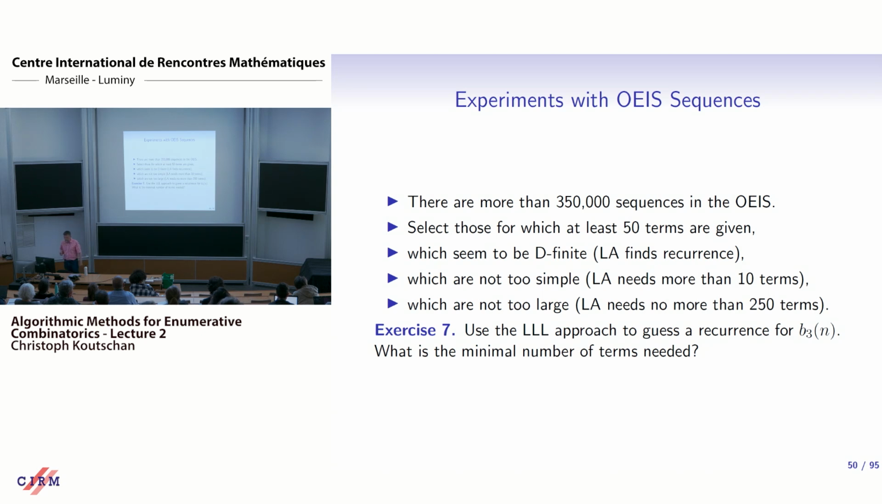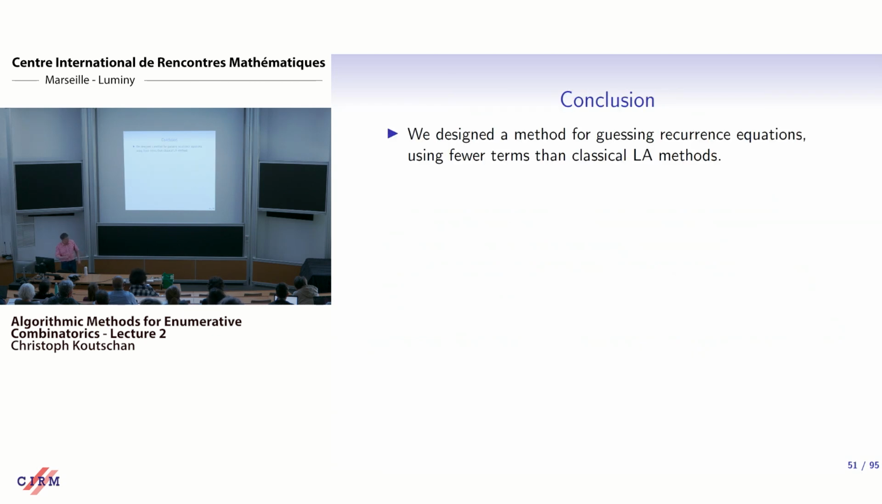And here comes the exercise. So use this LLL approach to guess a recurrence for P3. Oh, something has been messed up. I don't know, this conclusion is okay, but the pictures were missing, but I can tell you it's about, in the best cases, we can reduce the number of data to between 30 and 40%. This is what we observed in this example that I showed you. And in many cases, you can get 50%, but then there are also examples where you don't improve anything.